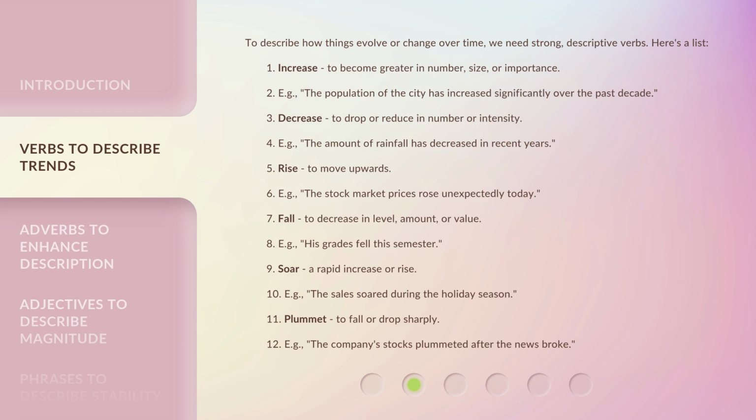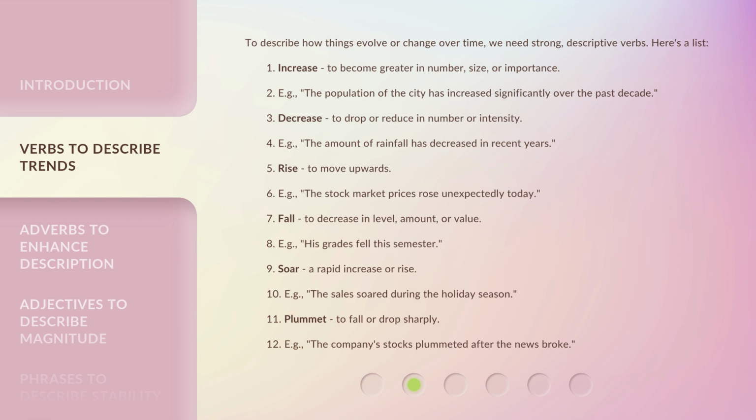To describe how things evolve or change over time, we need strong, descriptive verbs. Here's a list. 1. Increase, to become greater in number, size, or importance. E.g., the population of the city has increased significantly over the past decade. 2. Decrease, to drop or reduce in number or intensity. E.g., the amount of rainfall has decreased in recent years. 3. Rise, to move upwards. E.g., the stock market prices rose unexpectedly today.